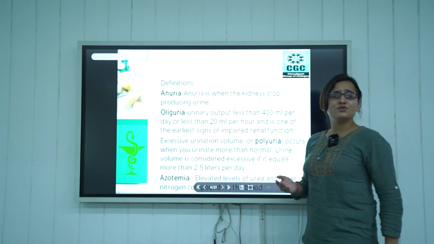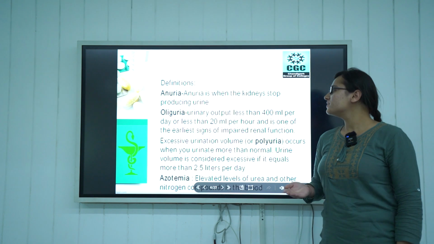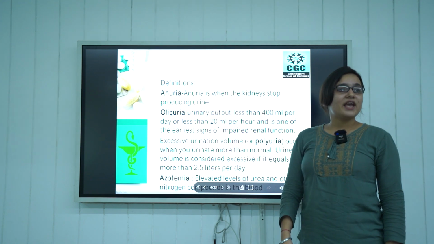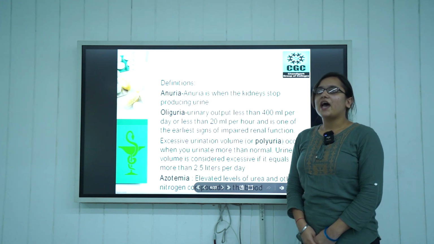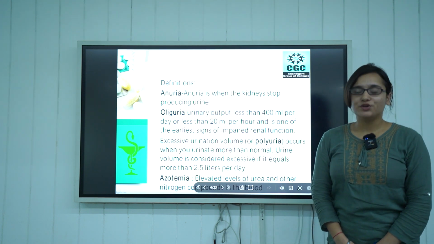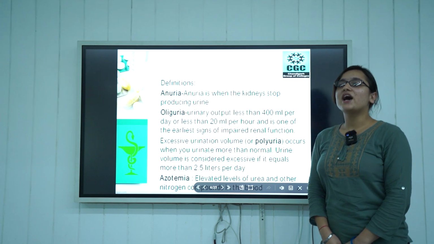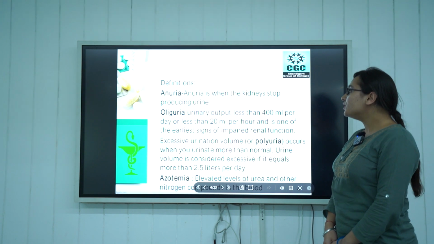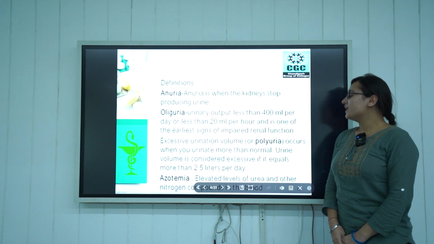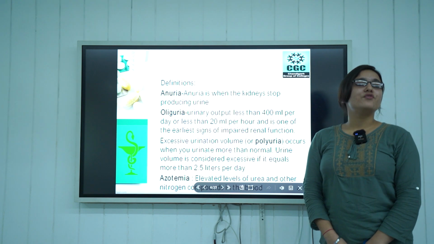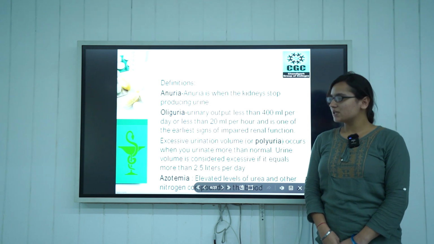Okay, so there are a few terms which are used during acute kidney injury. Number one term is anuria. During the anuria stage, our kidney stops producing urine. And if we discuss oliguria, in oliguria our urine output is more than 400 ml per day or less than 20 ml per hour. It is the first sign of renal impairment, the earliest sign of renal disease.